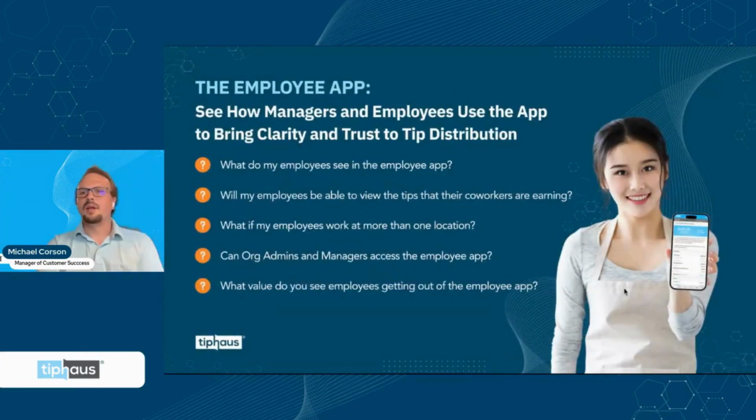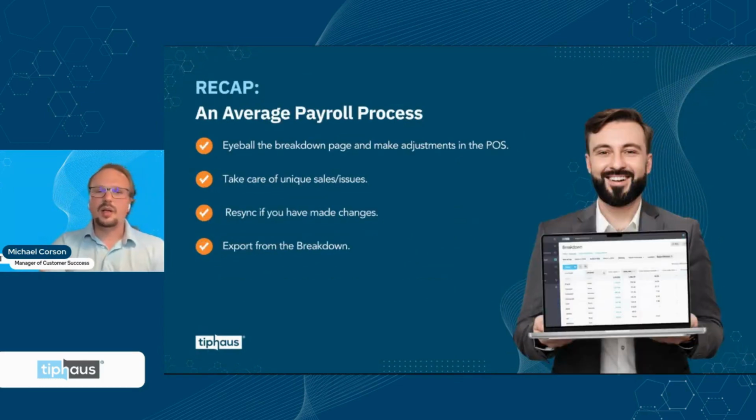All right. We're coming up on time here for my speaking portion, but I do want to just condense this down. An average payroll process with TipHaus, this is how it goes. You're going to eyeball the breakdown page, make any adjustments for any missed clockouts or correct anything that you might see that's incorrect. Take care of any unique sales issues. Maybe there's an event that you want to customize or something like that. Again, reach out to our support team. We can show you how to customize.